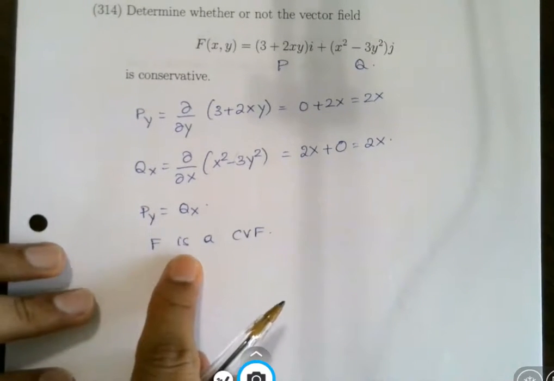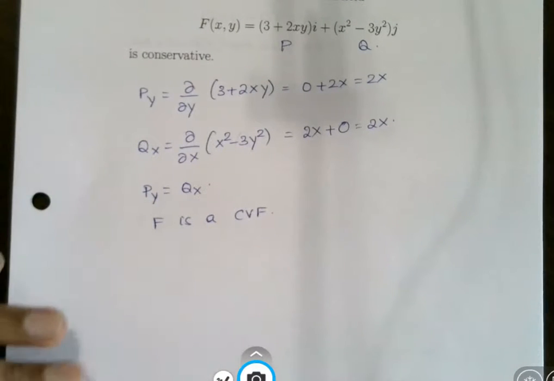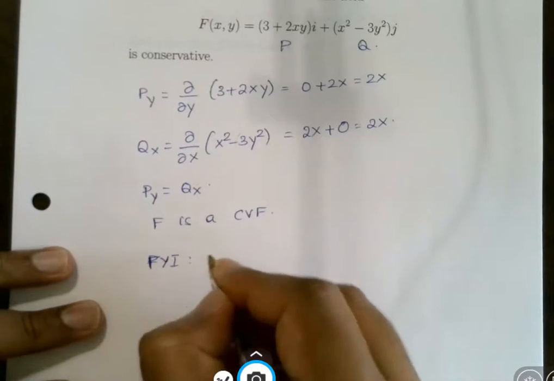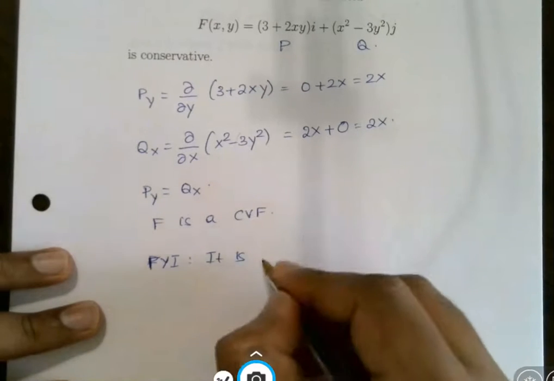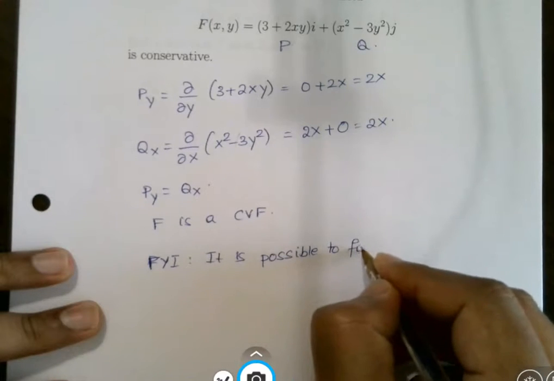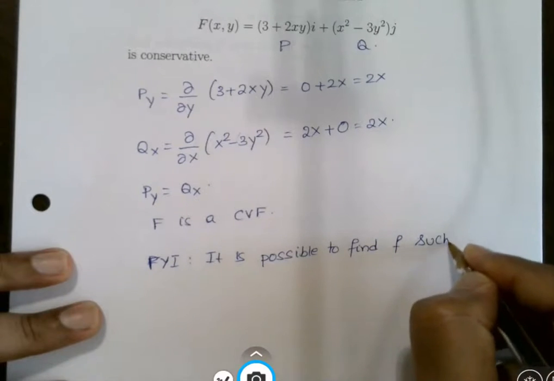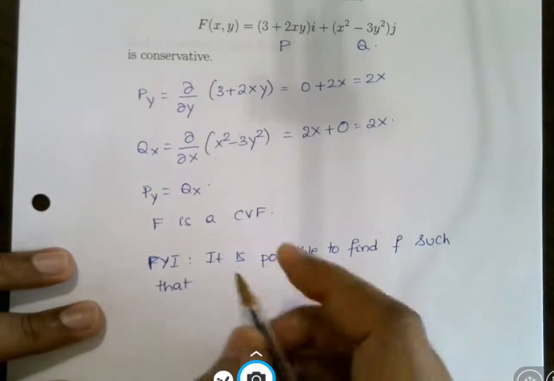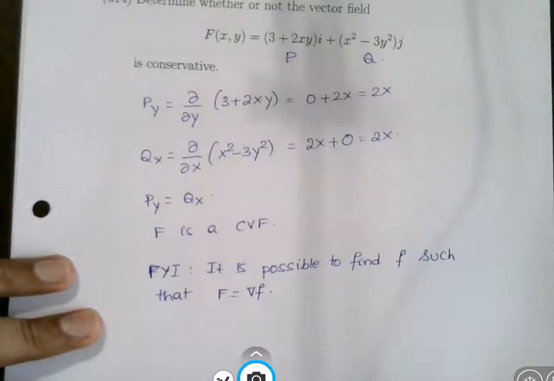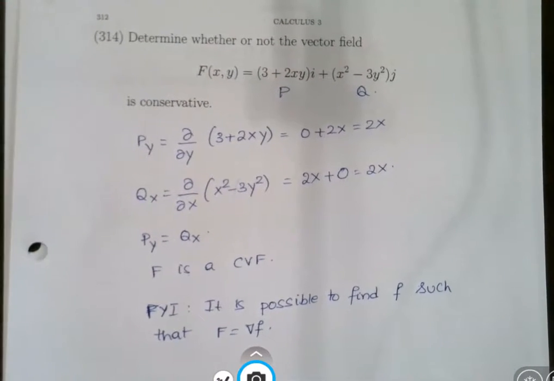So because it is a conservative vector field, now you should be able to find, I mean, I'm done with the problem, but I'm just saying, FYI, it is possible to find f such that F equals gradient of f. So we are not finding it in this problem. Is it a conservative vector field or not? Yes, it is. That's all.